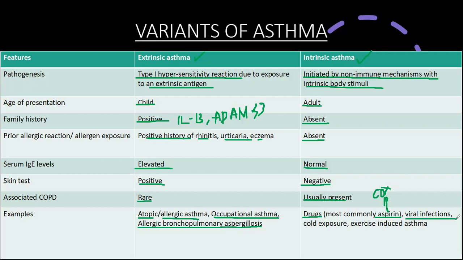Now, viral infections usually reduce the threshold of the subepithelial vagal receptors to irritants. Also, there are cold exposure and exercise-induced asthma. During exercise, you lose water and heat from the respiratory tract, and that will lead to mucosal hyperosmolarity. Due to that mucosal hyperosmolarity, the mast cells are triggered to release mediators, and that will induce the exercise-induced asthma.